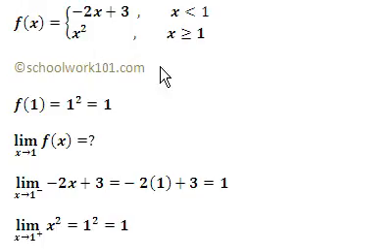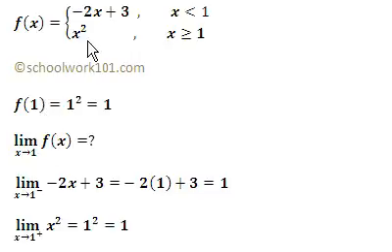Okay, so here's the setup, and the first thing we're going to check is f of 1 this time. Now I've been doing the limit first. Remember, I think I said in one of the first tutorials on continuity at a point, it doesn't matter which one you do first, but it looks like I do f of 1.